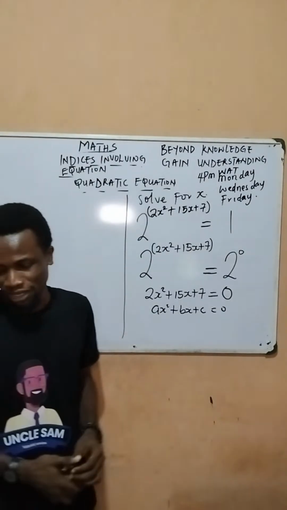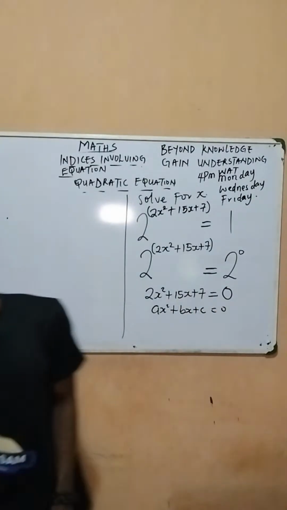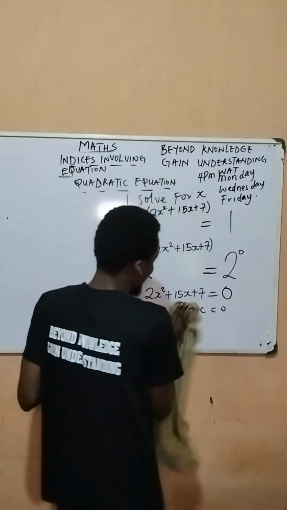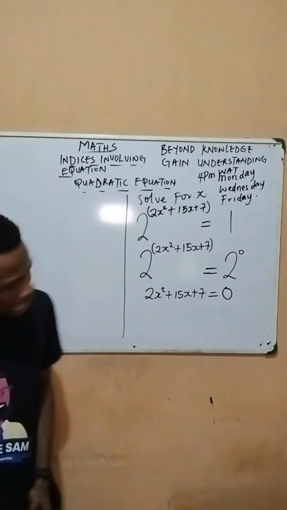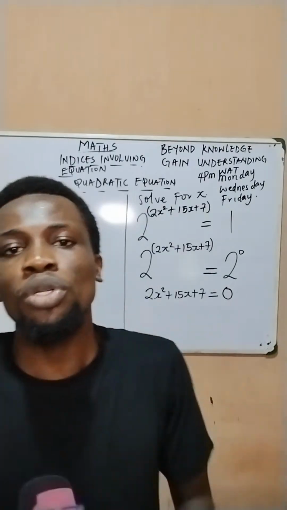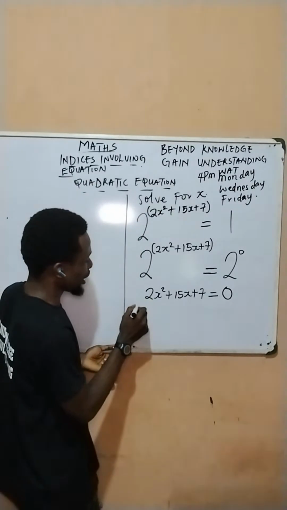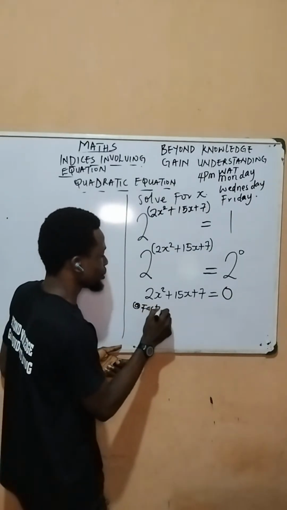I really appreciate you. So let's continue what we have here. Now that we have this given expression as our quadratic equation, what is the next thing that we're going to do? Well, it turns out that there are varieties of methods we use in solving quadratic equations. We have a number of them. We have the factorization method.